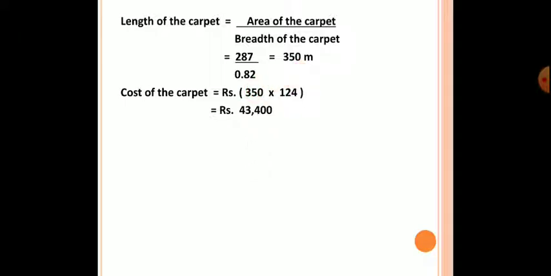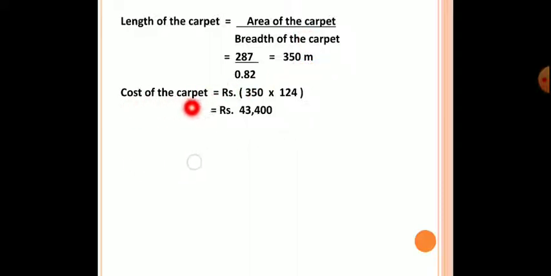Now why is the length of the carpet required? Because generally when we go to buy cloth, you'll see that the amount of the cloth is related to the length of the cloth. So that is why we want the length of the carpet in order to find the cost. So 350 meter is the length of the carpet.